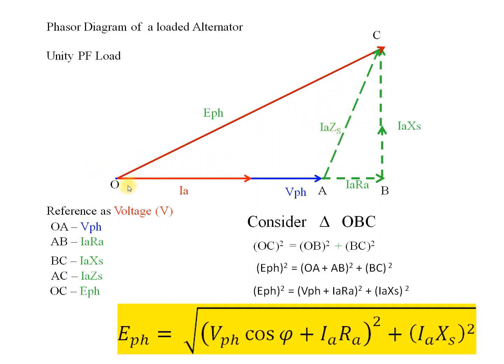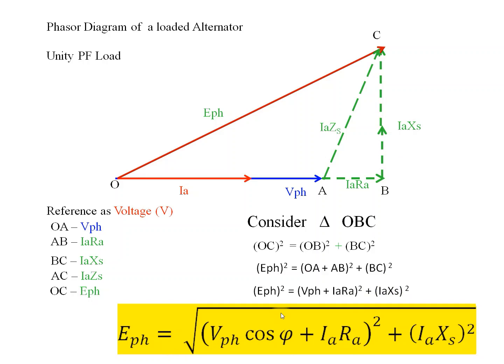If we add this V phase with this IA ZS, then we will get the generator voltage. From the triangle OBC, if you want to find OC square, it is OB square plus BC square. What is OB? It is OA plus AB, the whole square. So this is going to be V phase plus IA RA the whole square, plus IA XS the whole square, because BC is equal to IA XS.